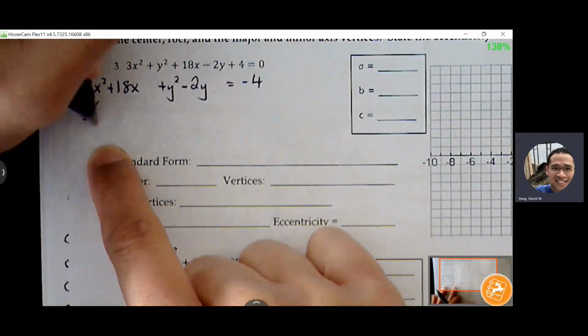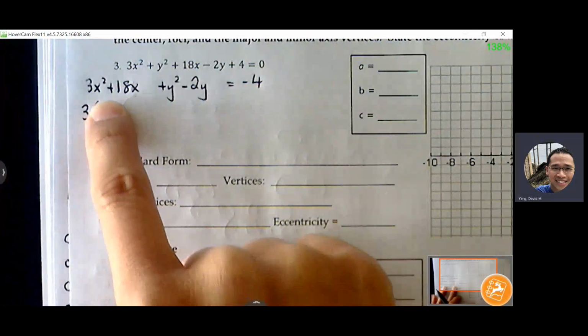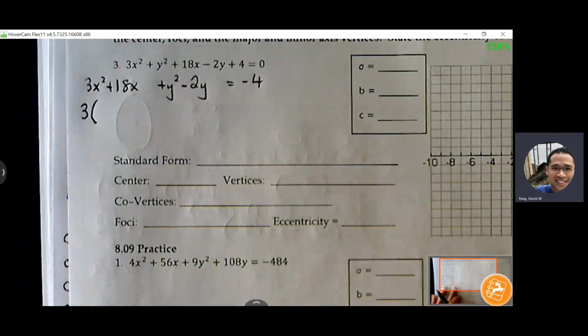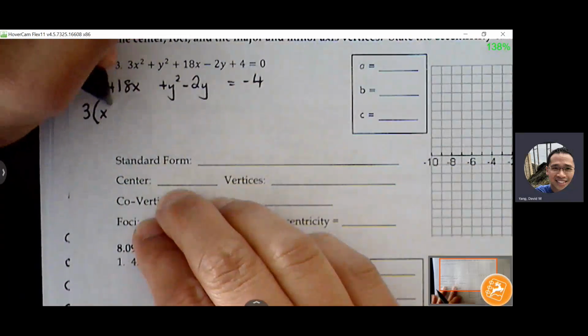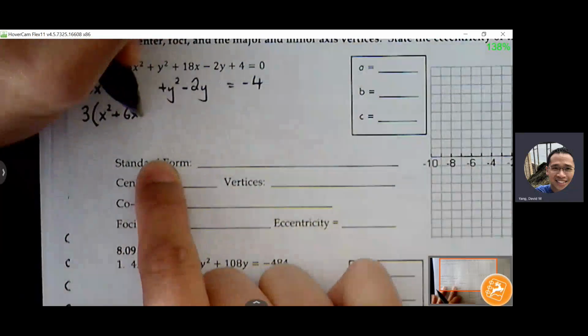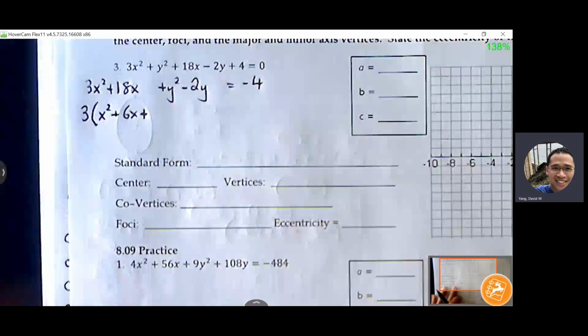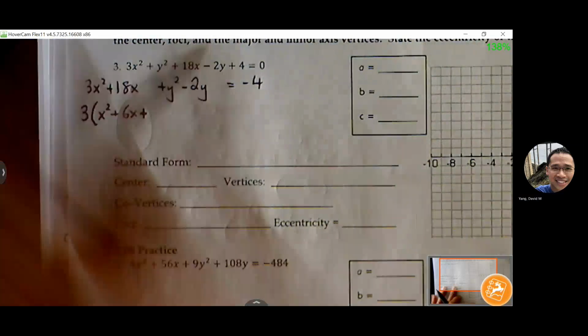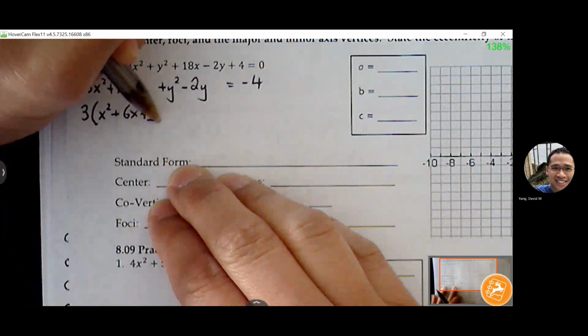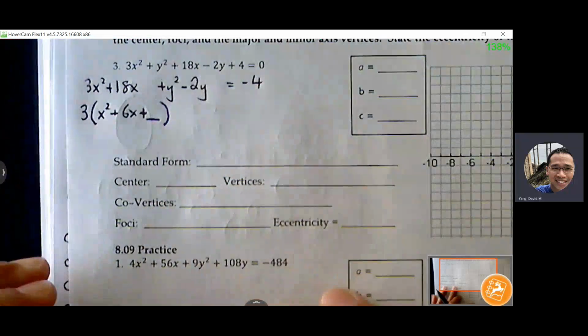Okay, so if I take out a 3 for the x's, what am I left with? x squared plus 6x. Okay, we are going to save a space for completing the square, so go ahead and put a plus space here.